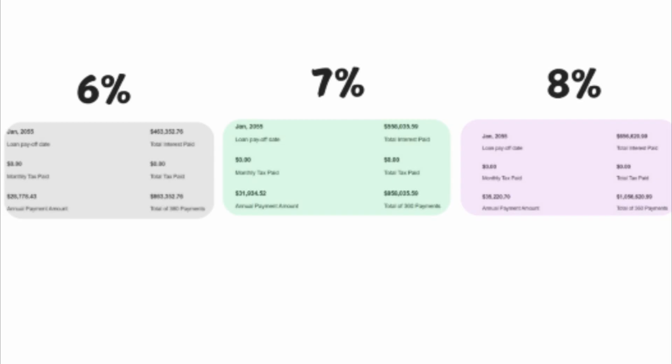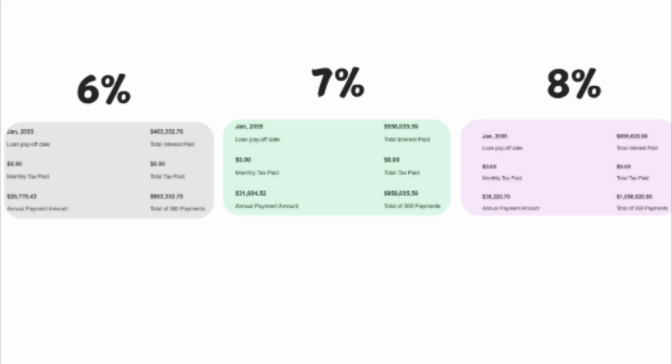Now, as we look at how much you're going to pay over 30 years with a 6% interest rate, let's say. So as we see here, the total amount is going to be $463,352. This is the total amount of money you're going to pay.